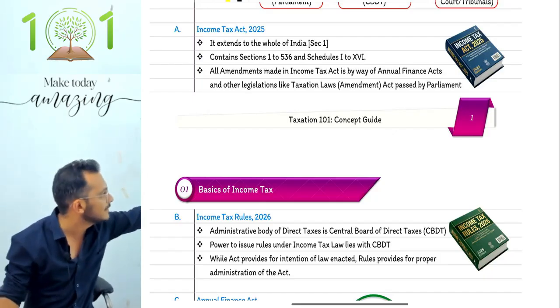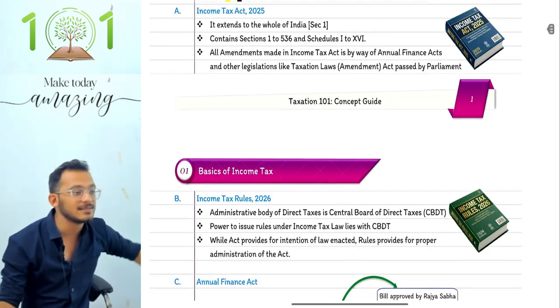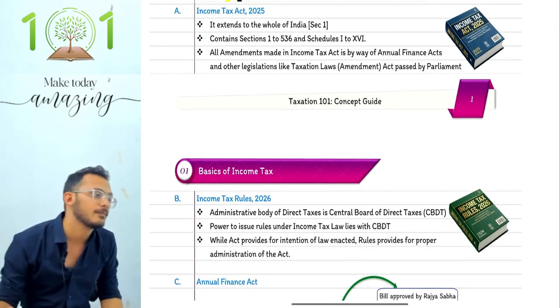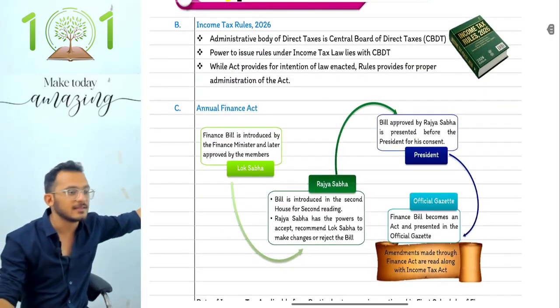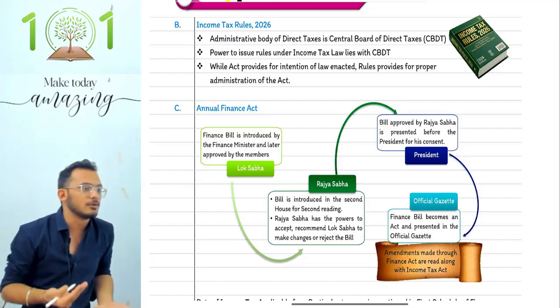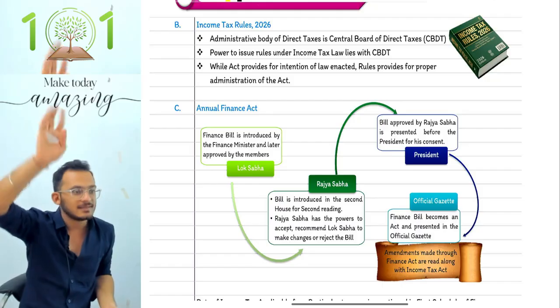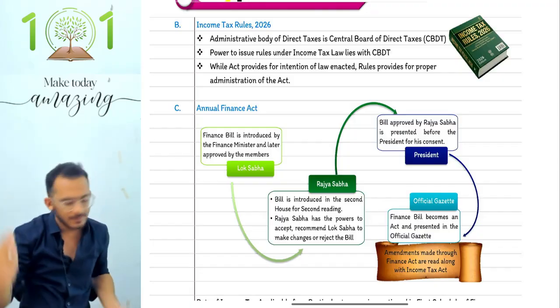You have around 16 schedules. Then you have rules, Rules 2026. Which is bigger, act or rules? Act is bigger. Then we discussed the Finance Act. I told you how an act comes into picture: you start with the bill, pass it in Lok Sabha and Rajya Sabha, the President gives assent, and then it becomes an act.